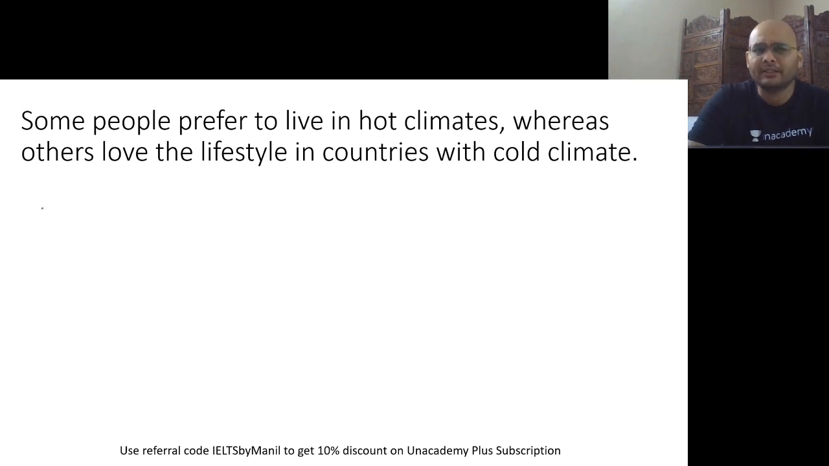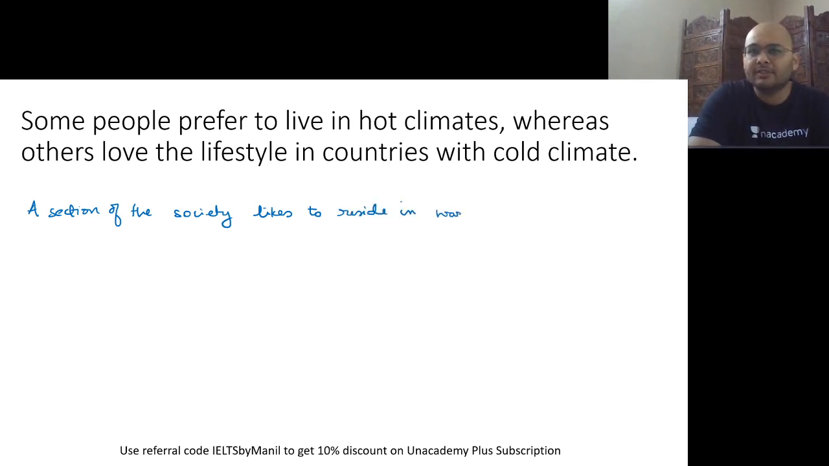So let's say some people can be a section of the society. I think that's one set of synonyms that almost everyone uses, right? So a section of the society. Can we replace prefer with like? We can, right? Likes to reside in warmer climates. Hot can be replaced with warmer. And no need to replace climate. Like I said, we don't have to go mental using synonyms. Not every word has to be. And whereas can also be replaced with on the other hand.